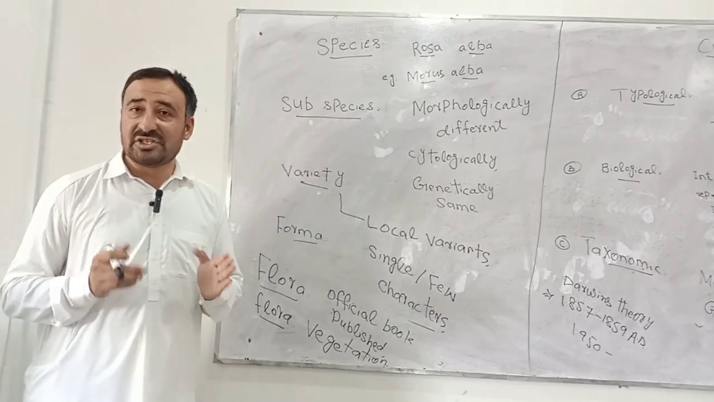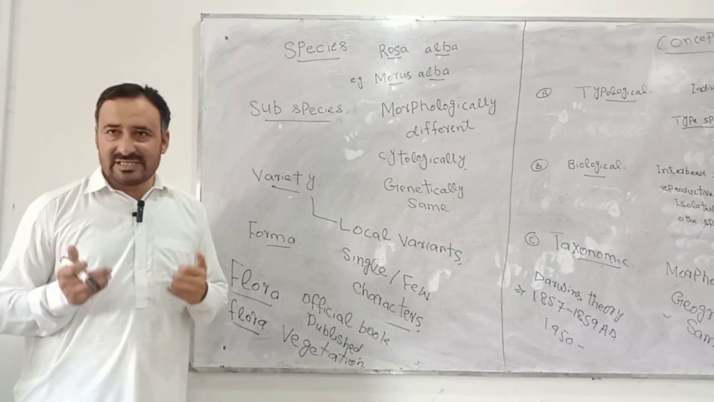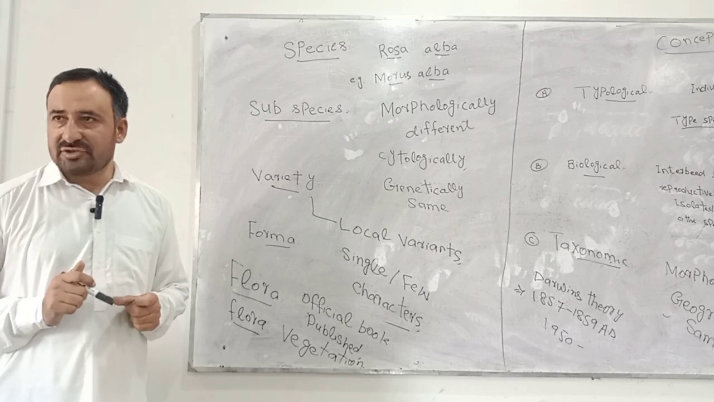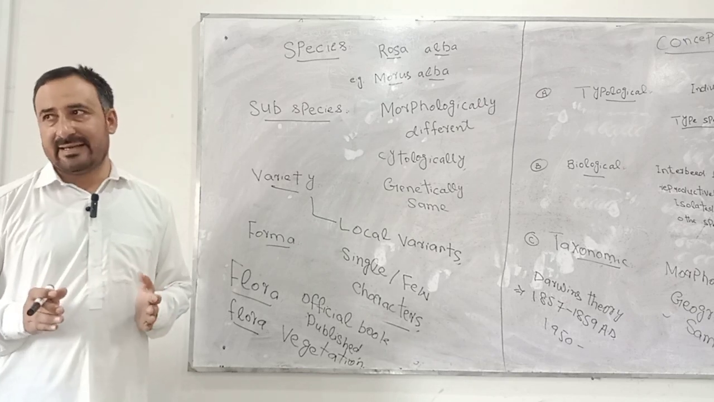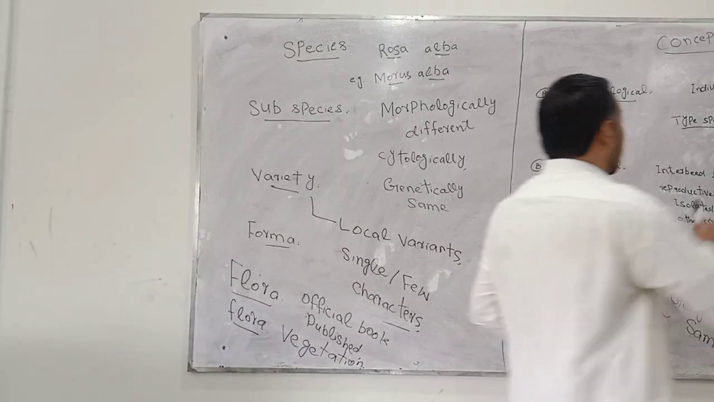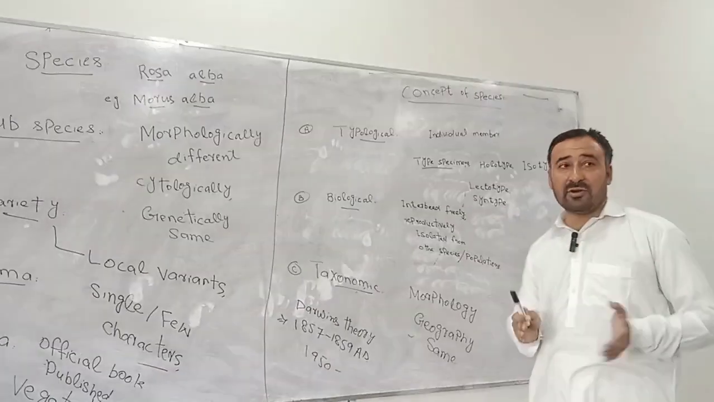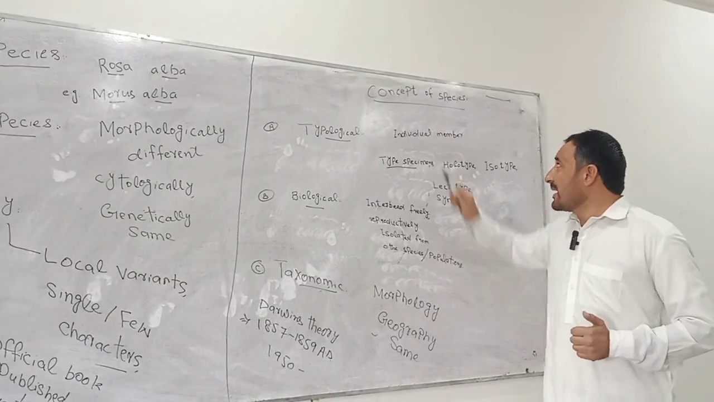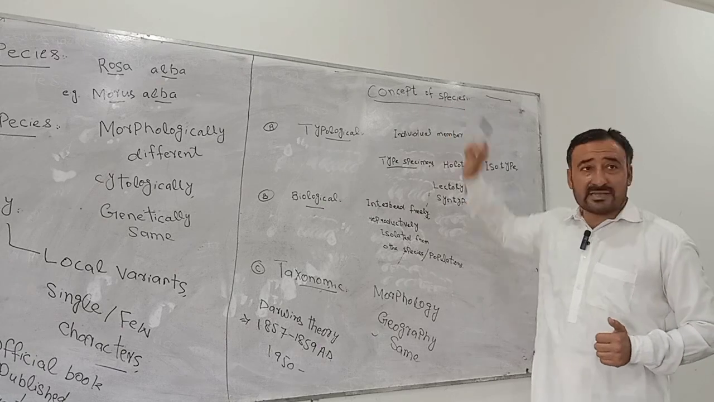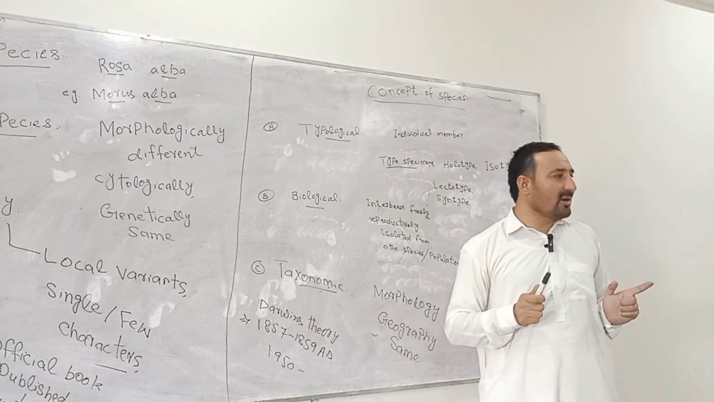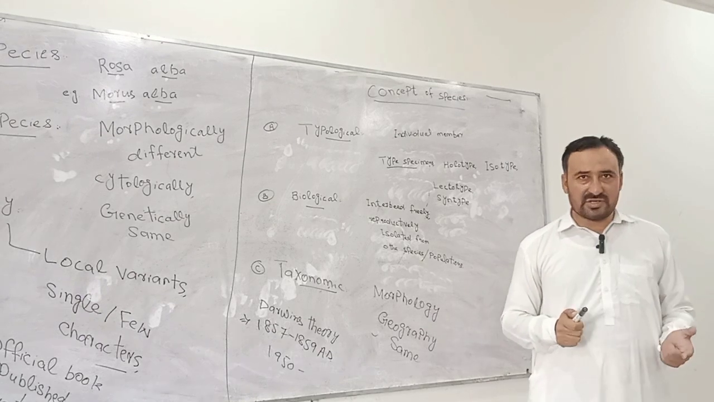So this is the vegetation of an area. Vegetation means the overall herbs, shrubs and trees found in that area. Okay? Next one is the concept of species. This is a very important topic for all of you regarding taxonomy. As you know, those individuals which can interbreed freely and produce fertile offspring are known as species.